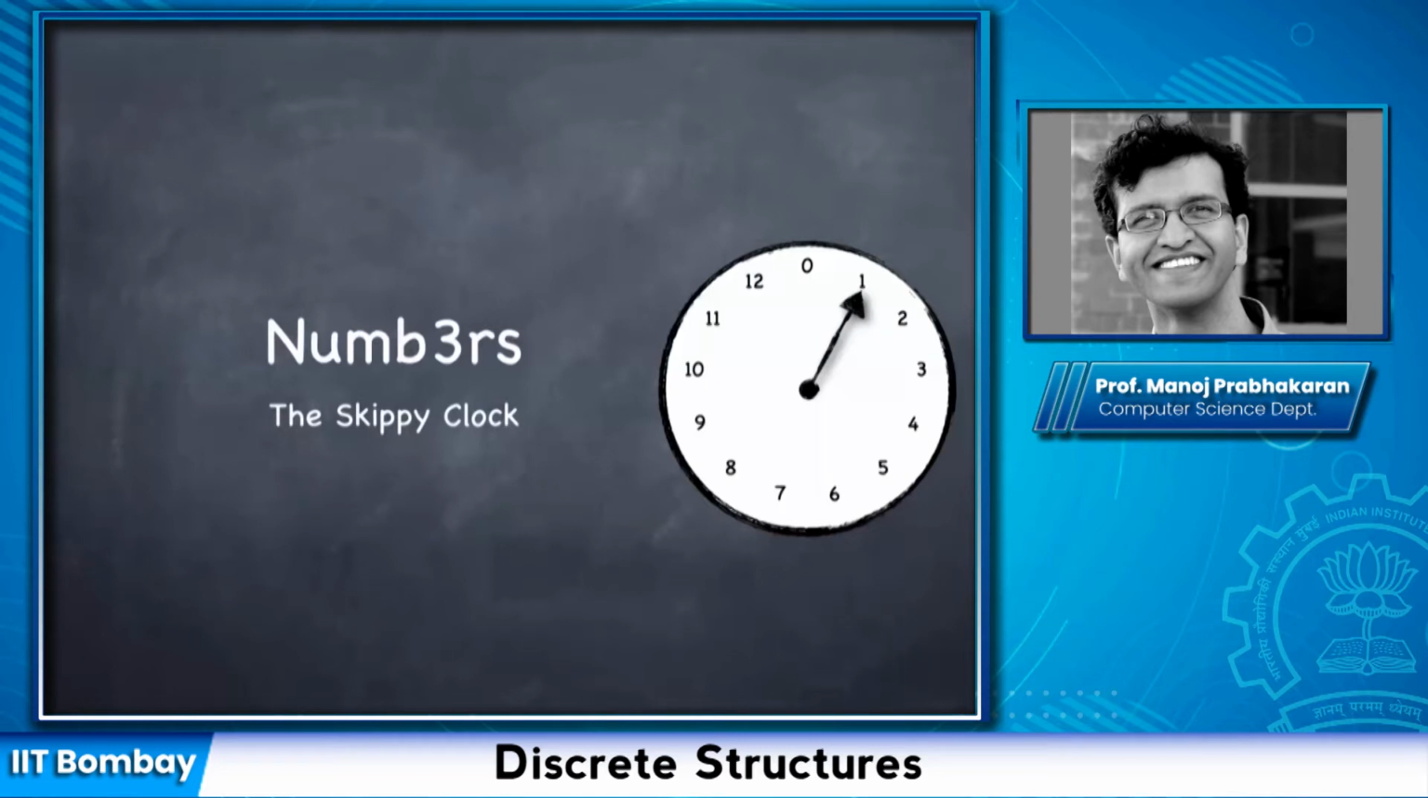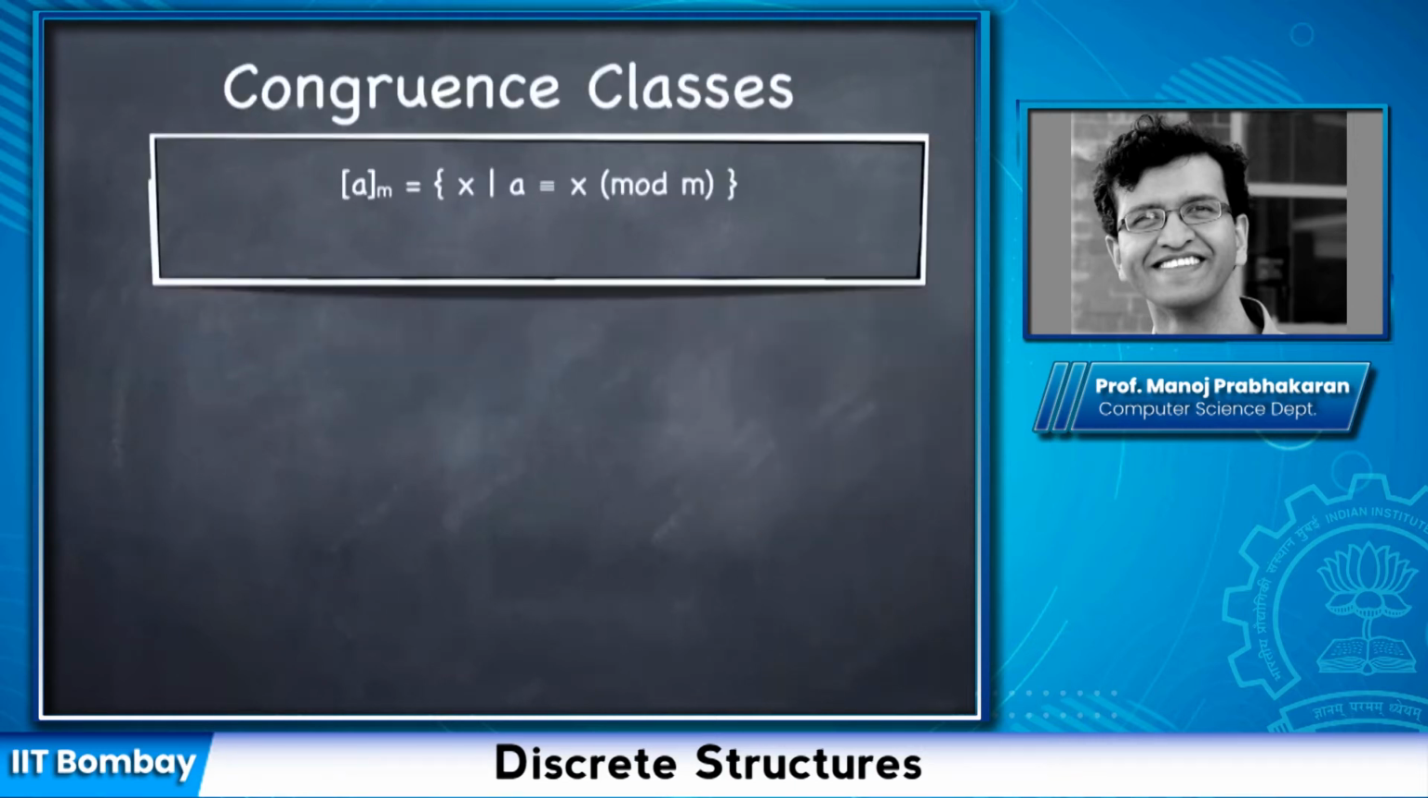Now we'll use the Skippy Clock example from the introductory lecture to explore and understand modular arithmetic a little bit more. So let me start with reminding you what congruence classes are. So for some modulus M, which we think of as a positive number greater than 1, for any integer A, you can define its congruence class denoted by this box subscripted with M, which is just the set of all integers which are congruent to it modulo M.